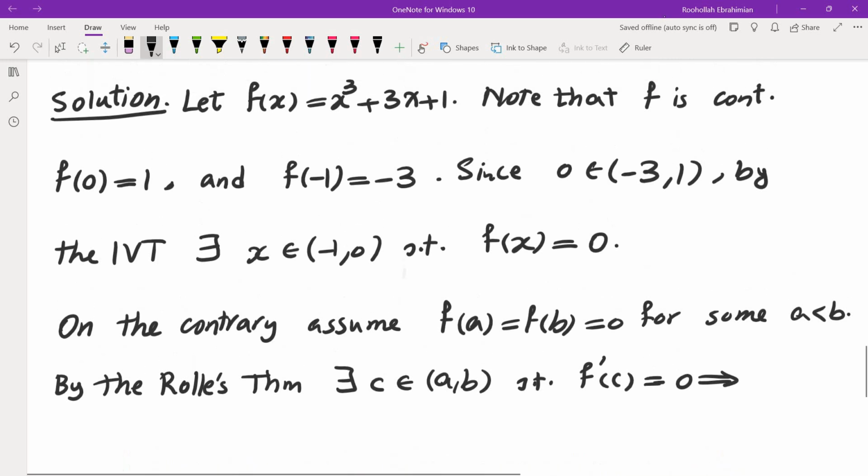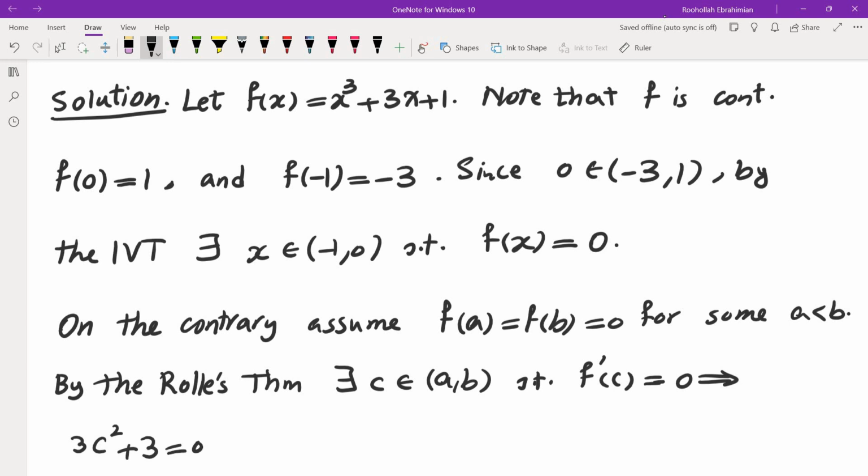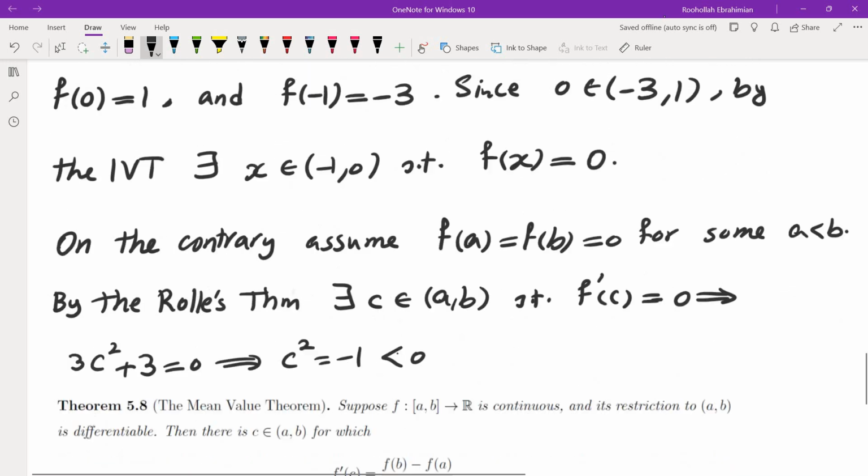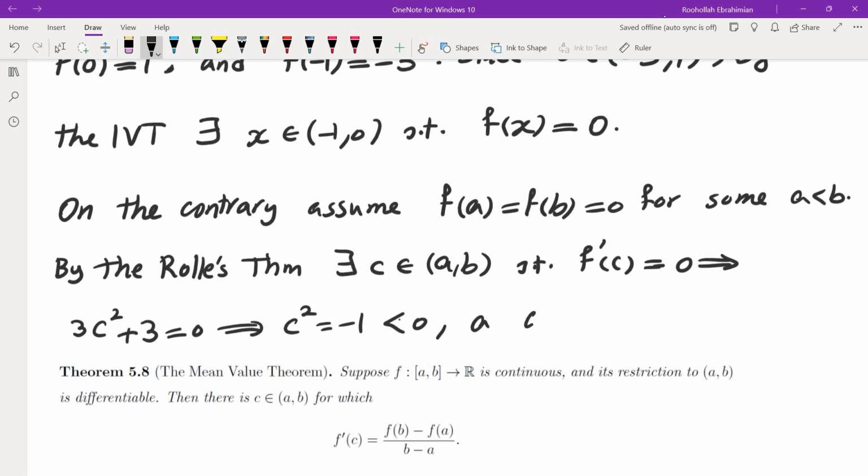But watch what happens if you take the derivative of that. So that tells us 3c squared plus 3 must be 0, which means c squared must be negative 1. But that's negative. This violates the trivial inequality.